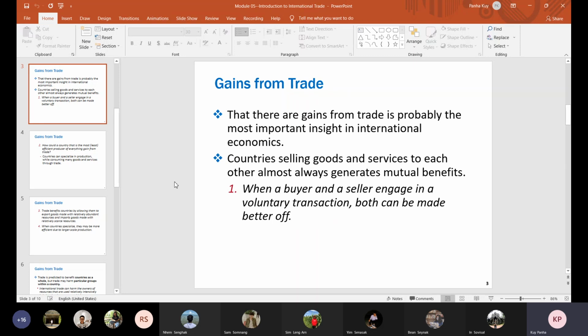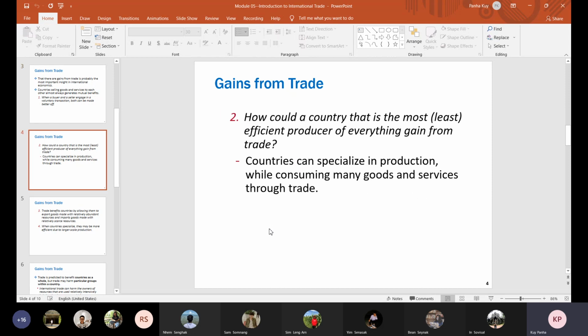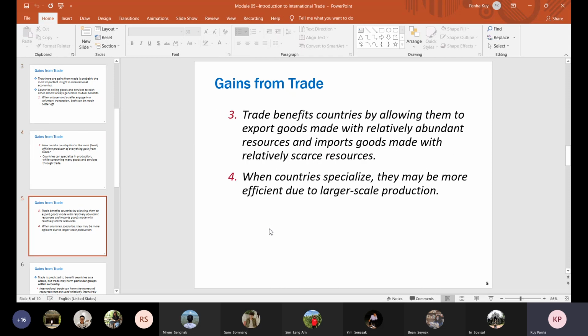Number one is that people can be made better off when they do voluntary transactions, and then this one is you also gain from specializations, and then trade benefits countries by allowing them to export goods made with relatively abundant resources and import goods made with relatively scarce resources.